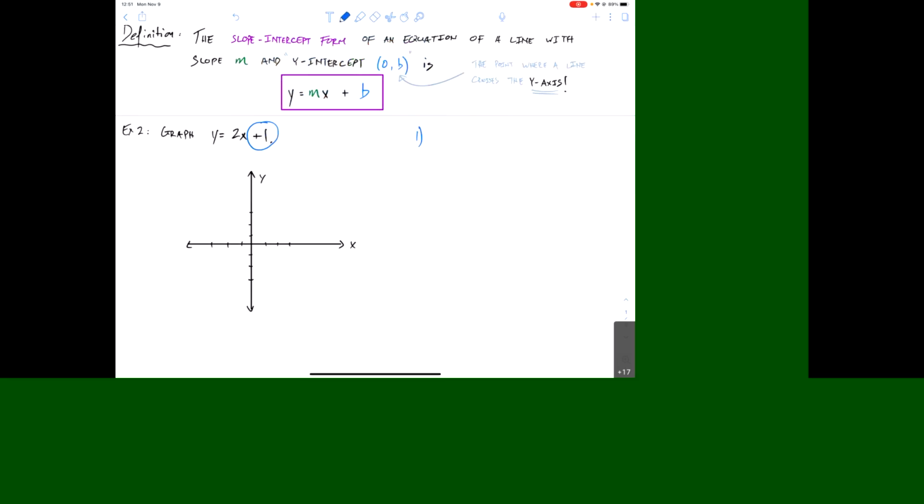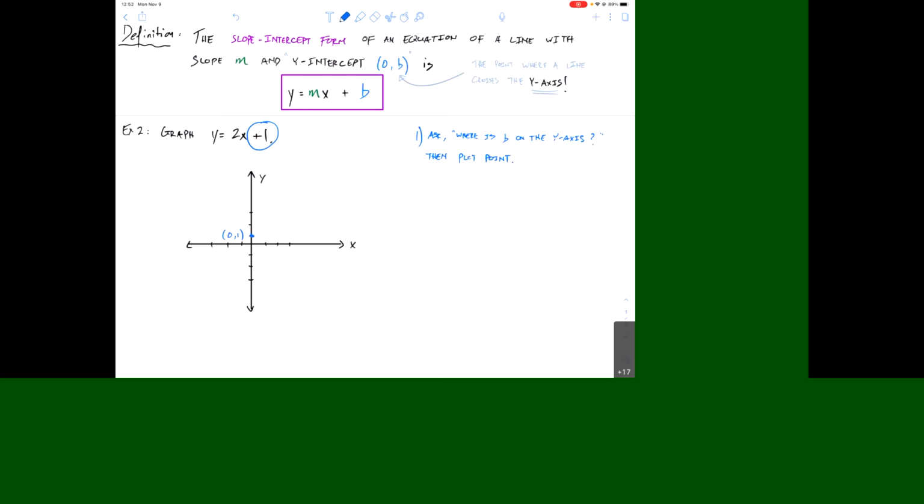Step 1. Ask where is b on the y-axis. Then plot. Plot the point. So in our case, it's positive 1, right? So then you know it's going to be right here.